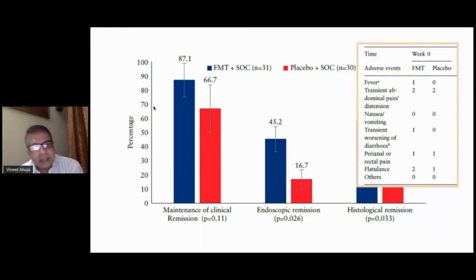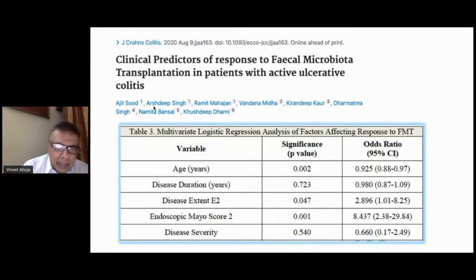And when it came to side effects, we had that scare of 2 deaths last year, which was highlighted by the FDA, about drug-resistant E. coli which had been transmitted in patients undergoing FMT for recurrent Clostridium difficile infection. But this trial suggested that the side effects for FMT are not so serious, and if you monitor your donors very well, the side effects should be minimal. This group also showed the best predictors of response to FMT: age, disease extent, and endoscopic Mayo score. Younger patients, disease extent of E2, and Mayo score of 2 would predict a good response.